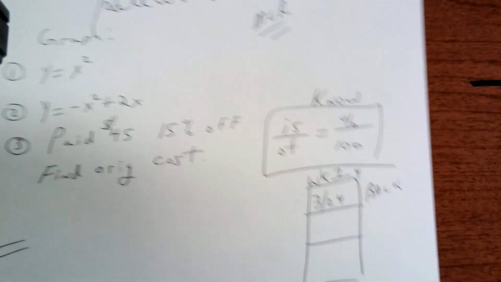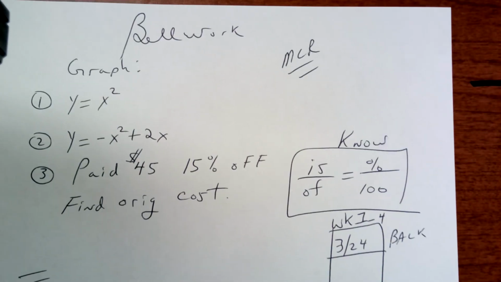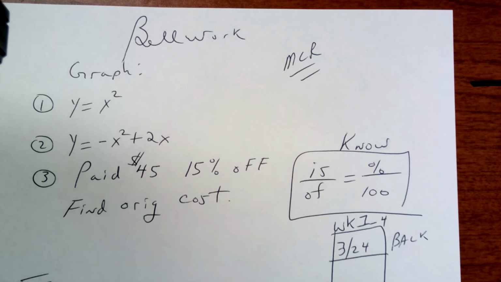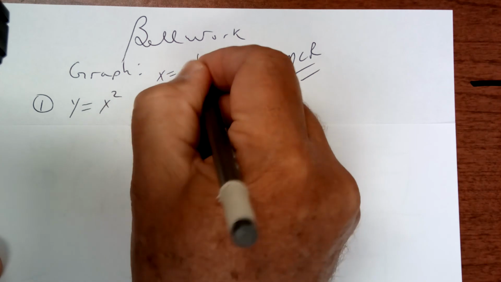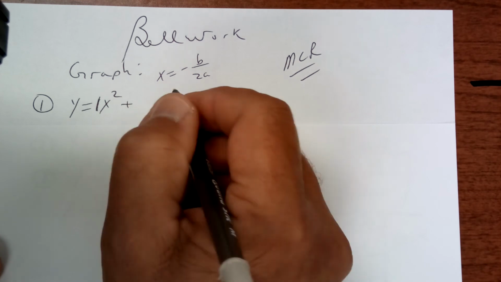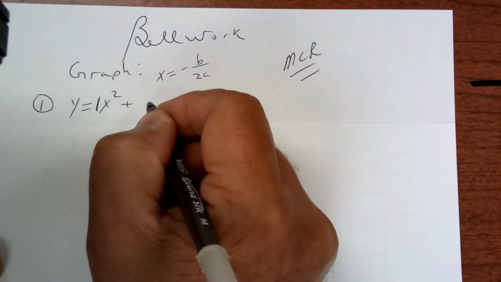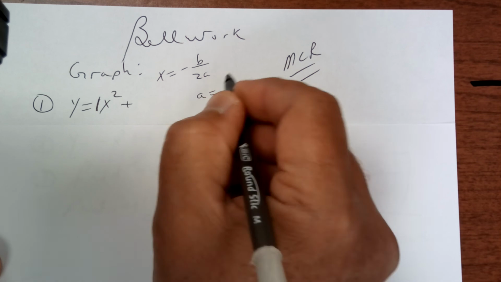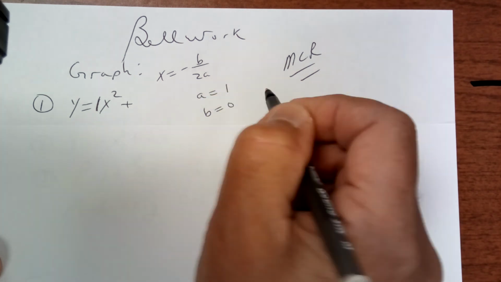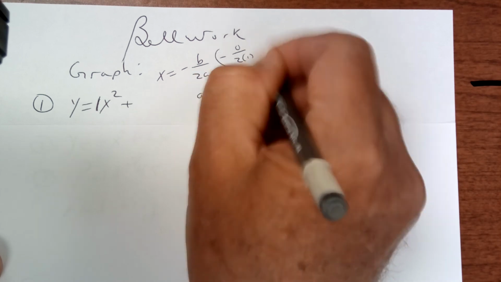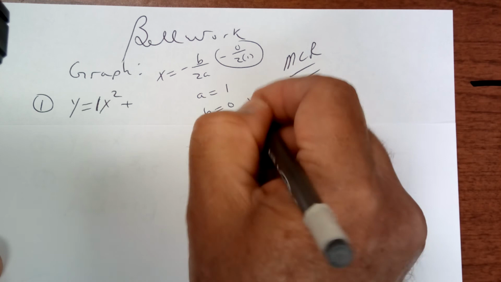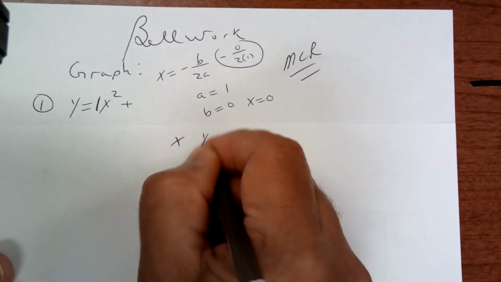Let's talk about MCR class. Okay? So let's work this problem here. So the first one is you have to memorize this formula: x equals negative b over 2a. And a is 1 right here. B is going to be 0. So a is equal to 1 and b is equal to 0. So it's going to be negative 0 over 2 times 1. So basically it's going to be 0. So x equals 0. So you're going to make a table and you're going to put 0 in the middle.